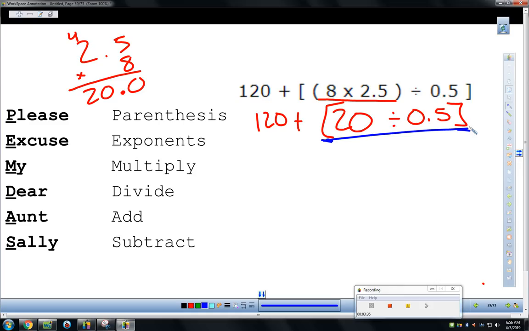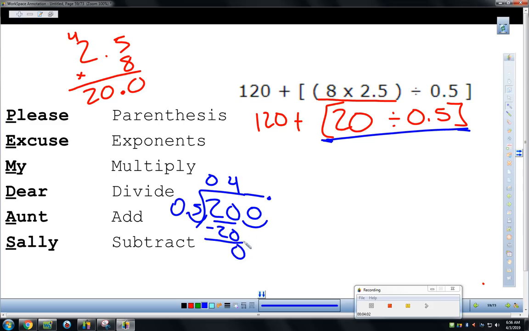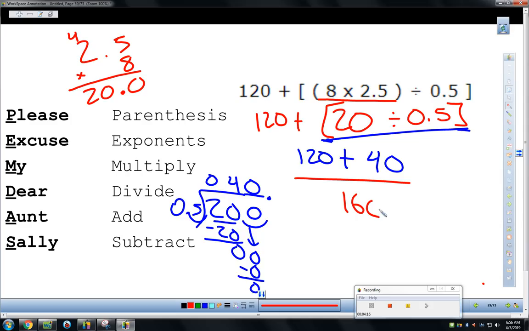So we're going to divide 20 by a half. We're going to see how many halves are in 20. Again, if you need to, let's write this down. I don't want to divide by a decimal. That sounds terrible. So we get rid of it by shifting our decimal point over. How many 5s are in 2? None. How many 5s are in 20? 4. How many 5s are in 0? None. All right, so that is 40 plus 120, which would be 160.